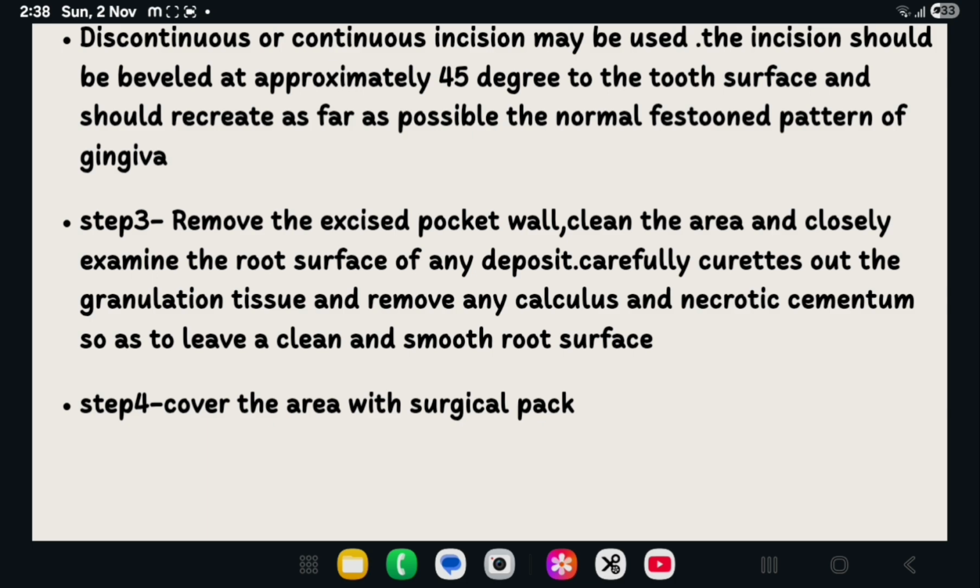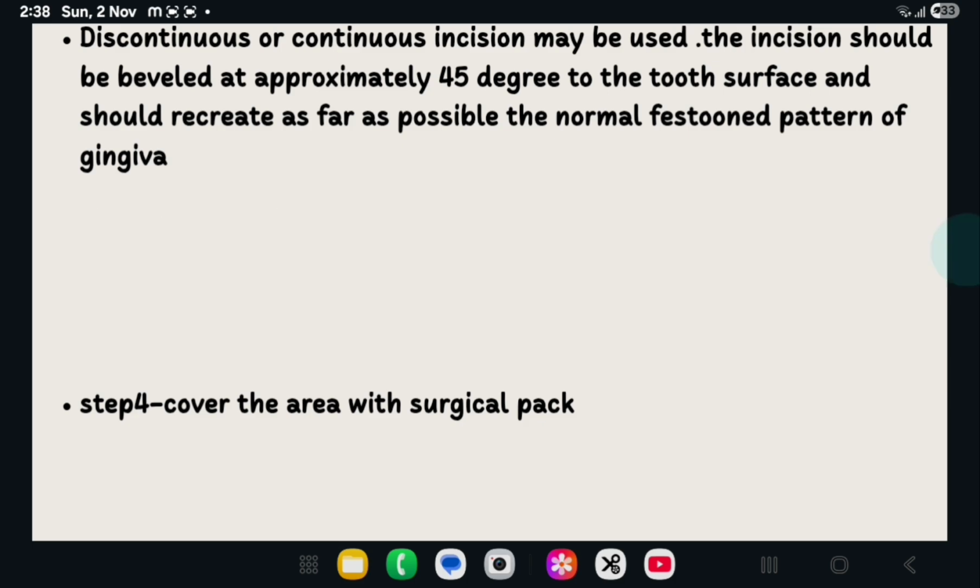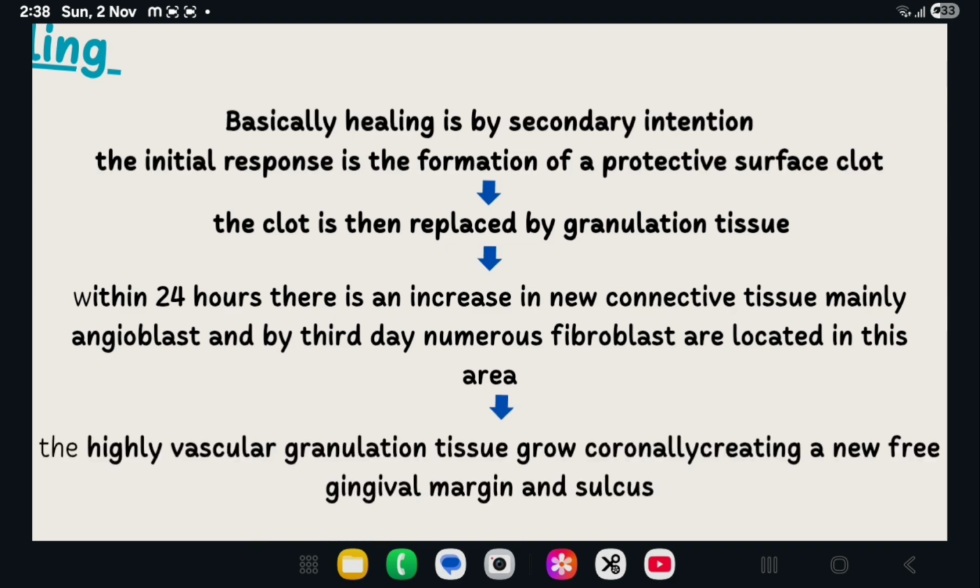In step 3, remove the excised pocket wall, clean the area and closely examine the root surface for any deposits. Carefully curette out the granulation tissue and remove any calculus and necrotic cementum so as to clean and smooth the root surface. In step 4, cover the area with a surgical pack.